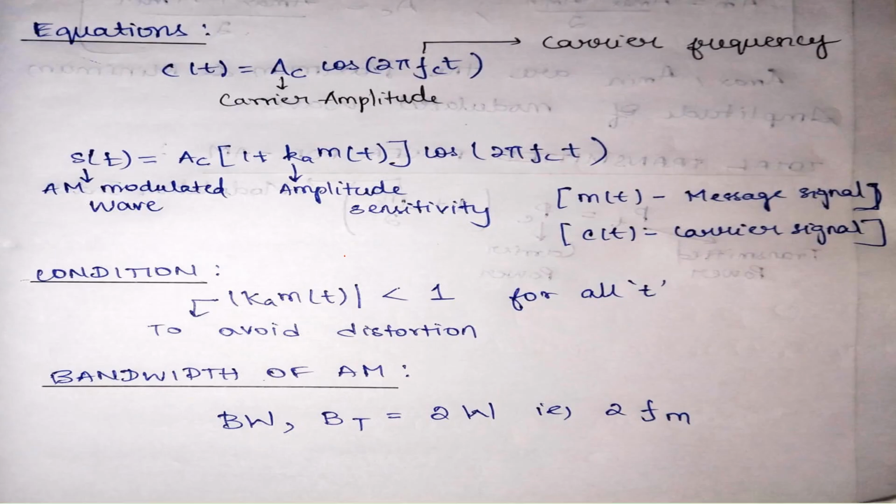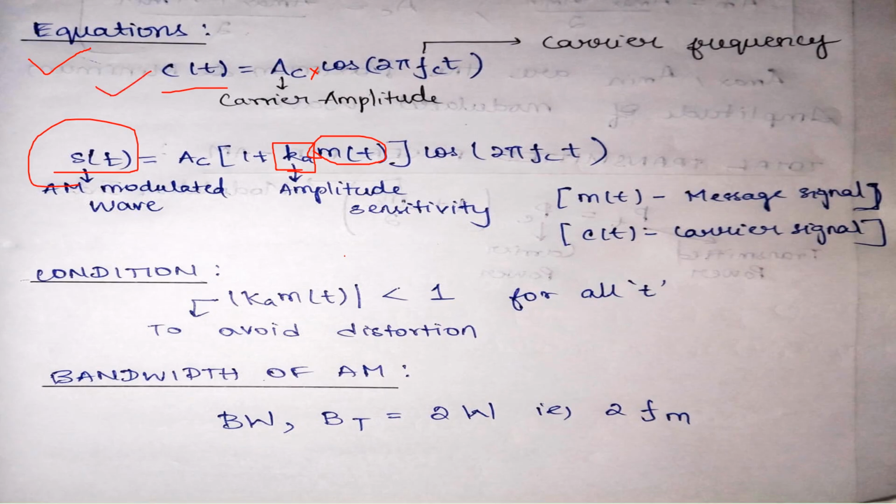Next we are moving on to the equations of the AM modulated wave. C of t is nothing but our carrier wave, S of t is AM modulated wave, and M of t is our message signal. The C of t is given by AC into cos 2 pi Fc of t, where AC is the carrier amplitude and Fc is the carrier frequency. Here M of t represents the message signal and S of t is the modulated wave. The Ka is amplitude sensitivity. Then the equations are over.